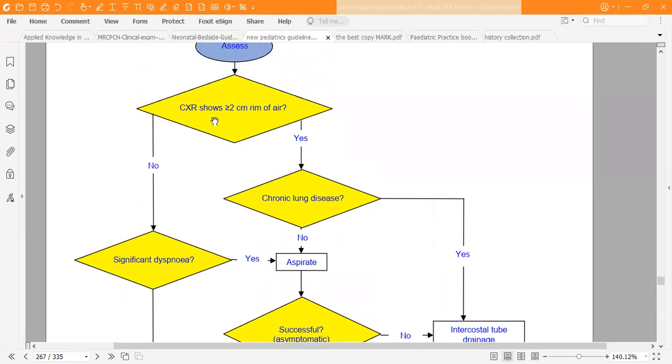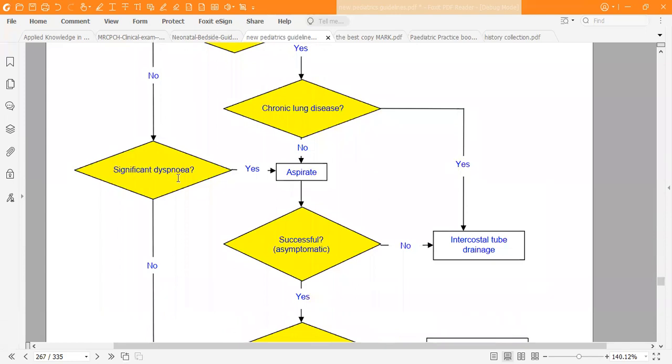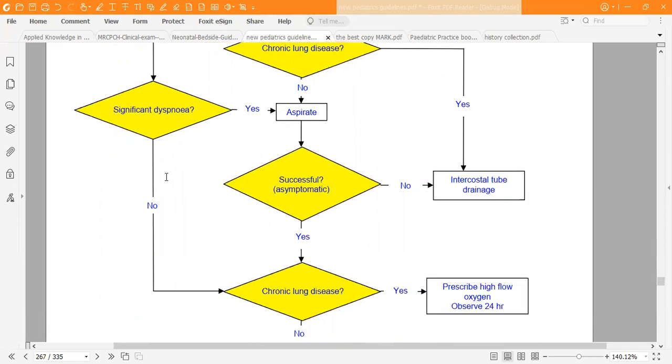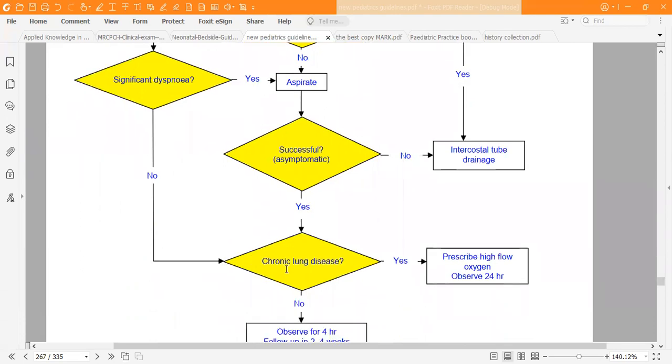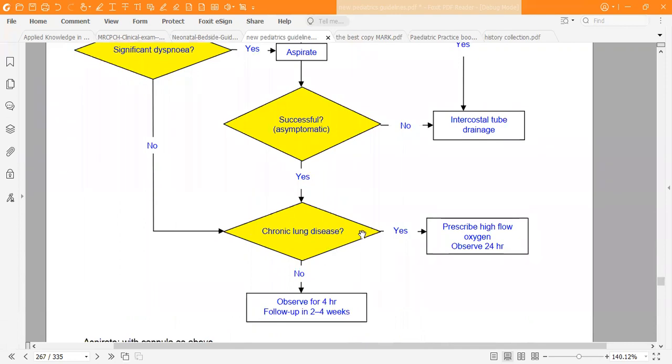If you have done a chest X-ray and this shows 2 centimeter or more rim of air, or there's no rim of air on the X-ray but still there is significant dyspnea, if yes, you will do aspiration. If no, there is no significant dyspnea and you have chronic lung disease, you will prescribe high flow oxygen and observe for 24 hours. If no, you don't have chronic lung disease, you will observe for only 4 hours and follow up in 2 to 4 weeks.